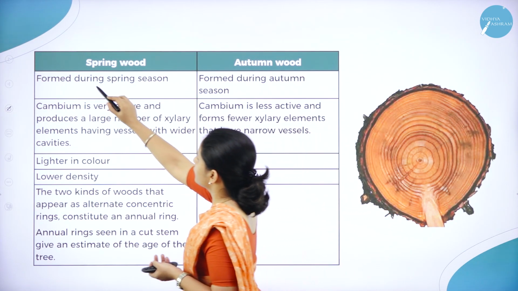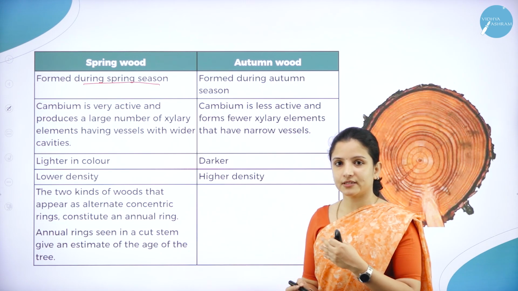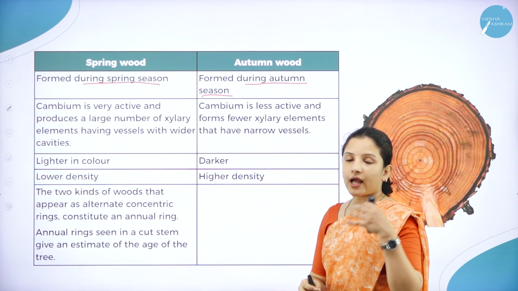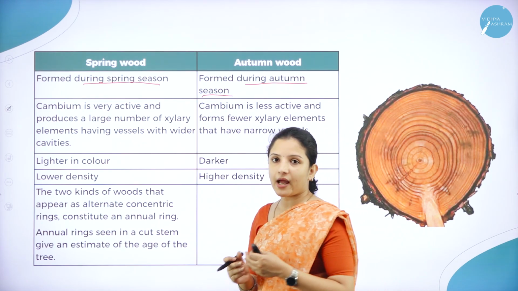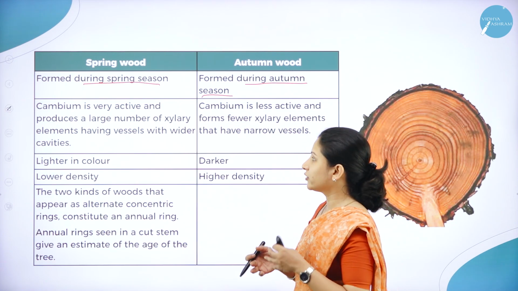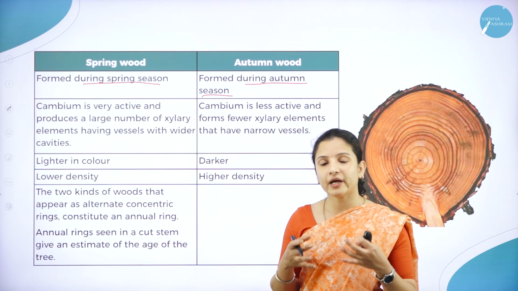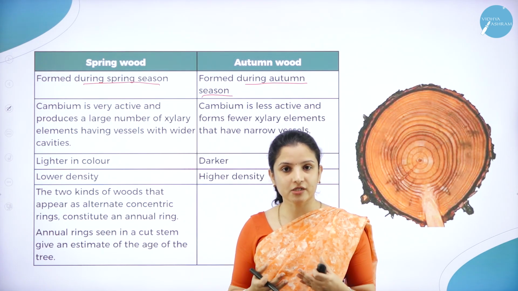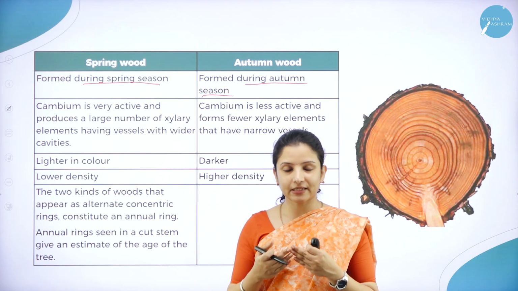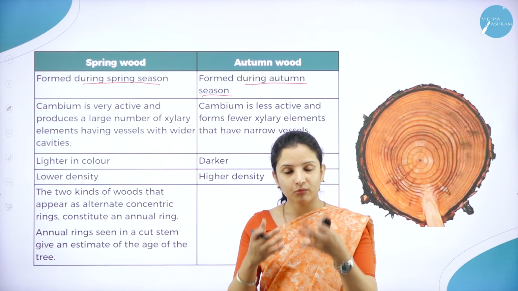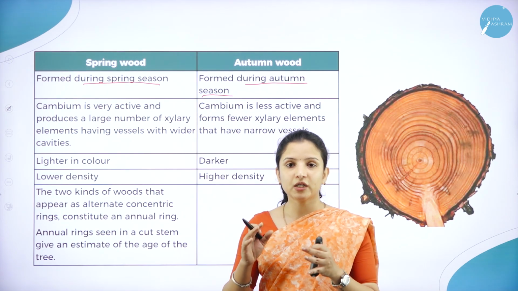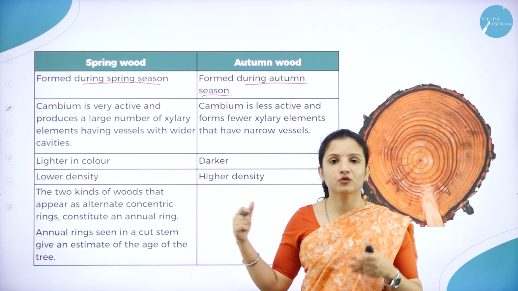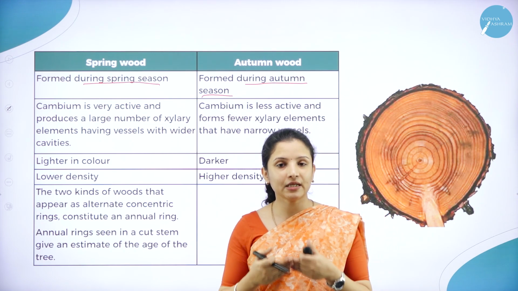Spring wood is usually formed during the spring season, as the name itself suggests, and the autumn wood is usually formed during the autumn season. In the spring wood, the cambium is very active and it produces a large number of xylary elements. First of all, why a large number of xylary elements? Because in the previous slides, I explained the function of the cambial ring is to produce the secondary xylem and the secondary phloem, right? And among these, the secondary xylem is the one which is produced in larger number. Therefore, the cambium in the case of spring wood produces a large number of secondary xylem elements.